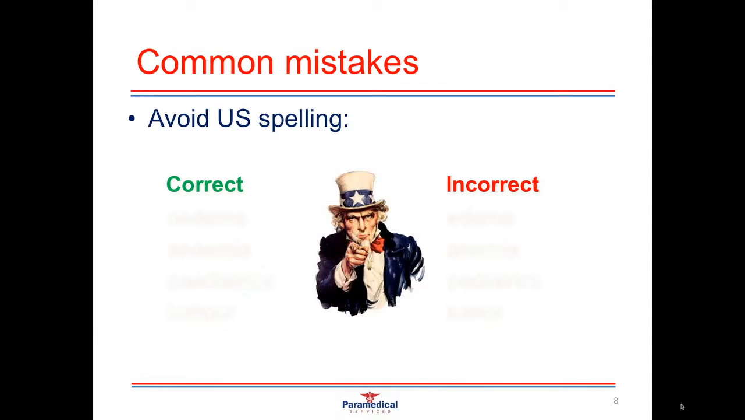Avoid using the US spelling. This can be quite a difficult task to do, as most of our textbooks and literature that we read is from the US, but just be aware that these are the correct and incorrect spellings of these words. So the correct way to spell oedema, which is relating to swelling, is with an O in front of it. The incorrect or American way is with just an E in front of it.